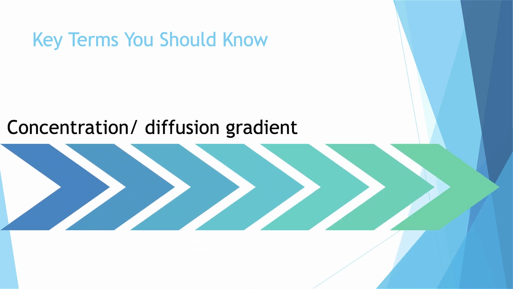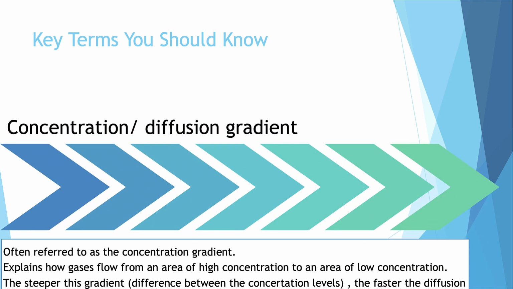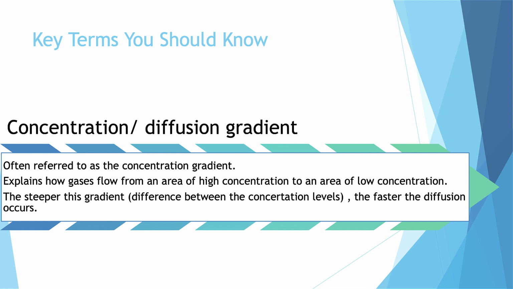Key terms you should know. Concentration/diffusion gradient. Often referred to as the concentration gradient, it explains how gases flow from an area of high concentration to an area of low concentration. The steeper this gradient, the faster the diffusion will occur.